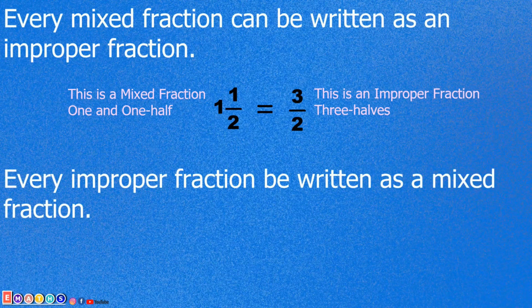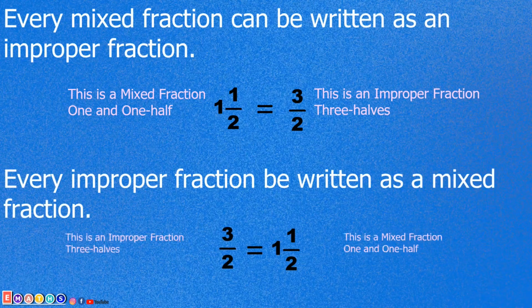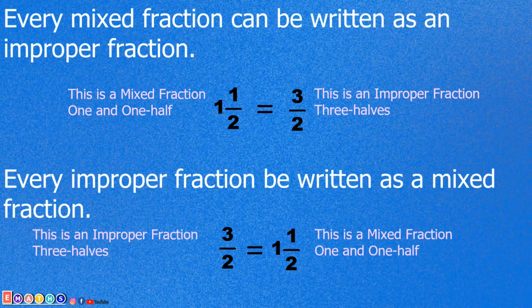Similarly, every improper fraction can be written as mixed fractions. Let's take a look at an example here. On the left side, we have an improper fraction 3/2. This improper fraction 3/2 can be written as mixed fraction 1 and 1/2.